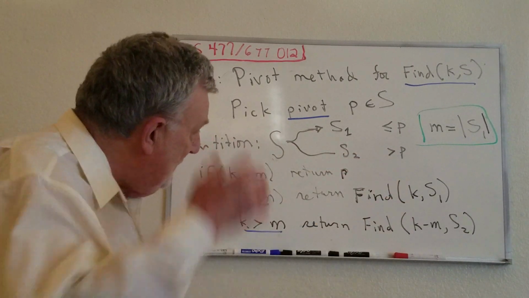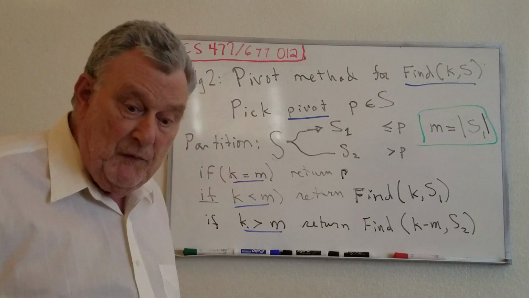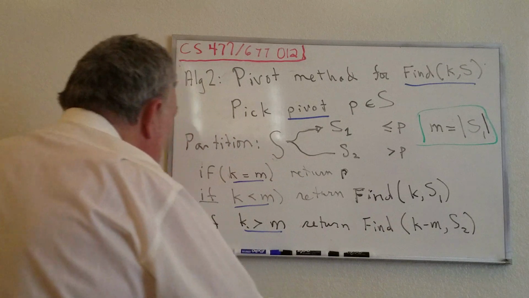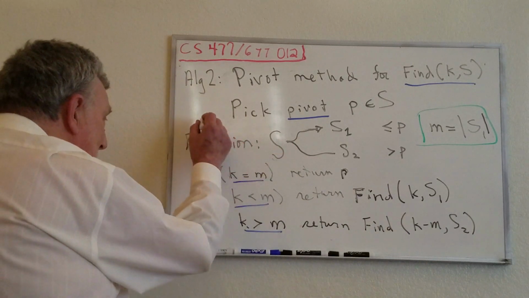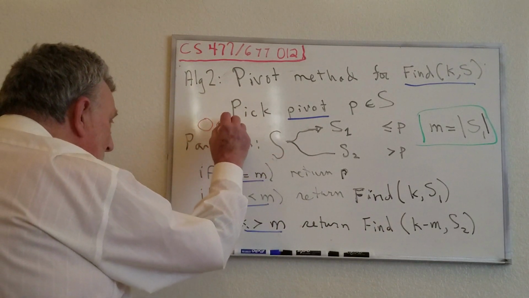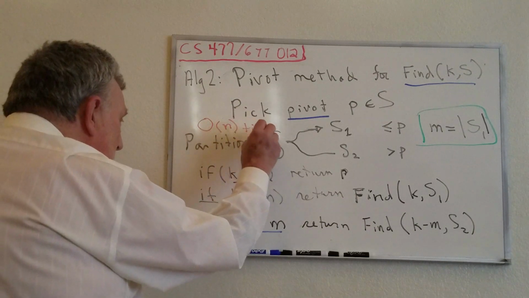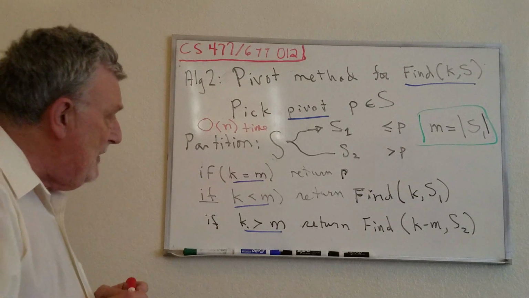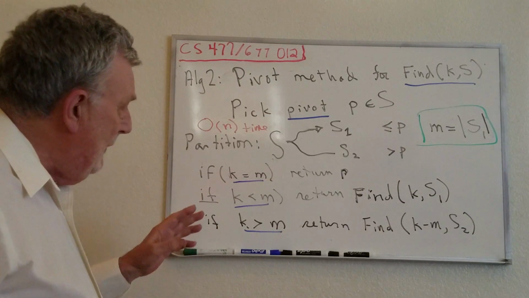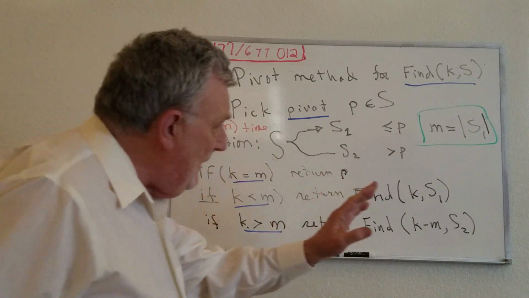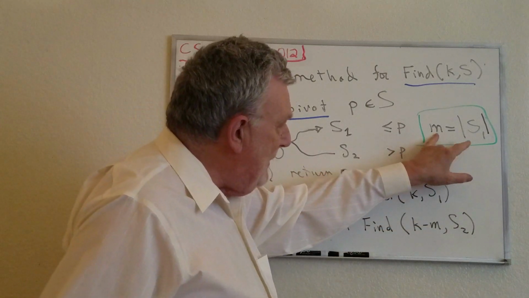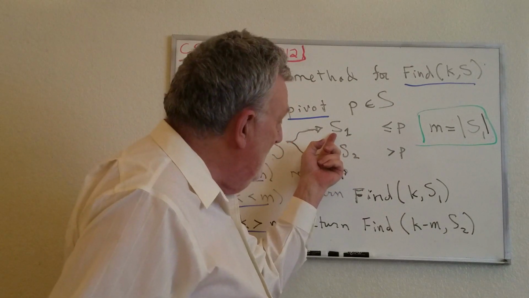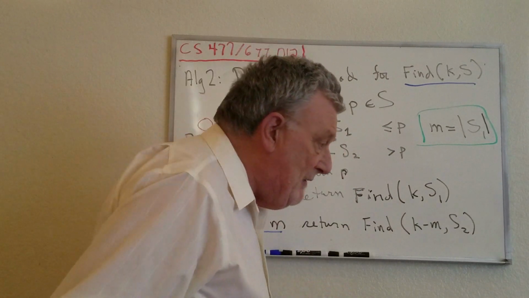Now my question to you is, how long will it take to execute partition? Partition can be executed, obviously, since I will have to look at each element at least once, in O of n time. All right, after you've done the partition, we look at the comparison between k and m, where m is the number of items in the smaller set, the set of smaller elements. We'll call that m. So m is less than or equal to n.